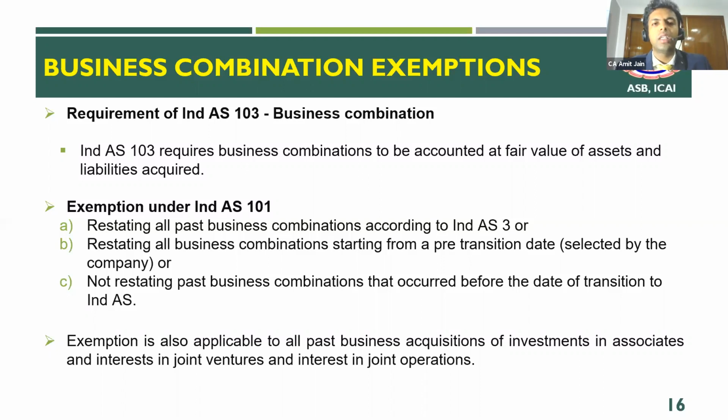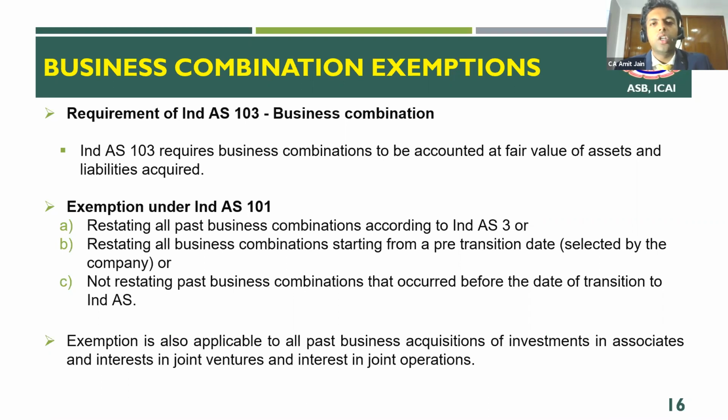What does IND-AS 101 say? IND-AS 101 says that there are three options which have been given to the management, and it is a choice of the management to opt for any of those exemptions. The first exemption IND-AS 101 says is: do not restate any business combination done by the company in the past, right?